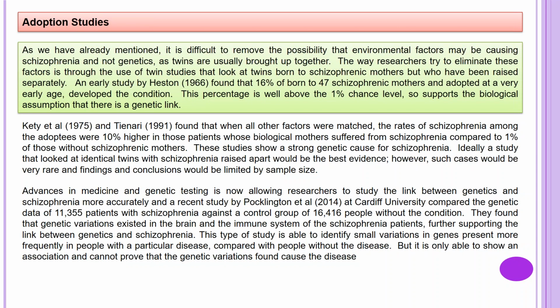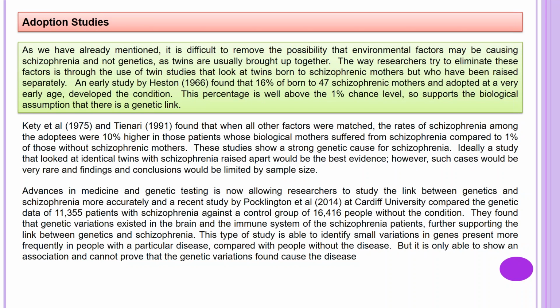Kety and Tienari found that when all other factors were matched, the rates of schizophrenia among the adoptees were 10% higher in those patients whose biological mothers suffered from schizophrenia, compared to 1% of those without schizophrenic mothers. These studies show a strong genetic cause for schizophrenia. Ideally, a study that looked at identical twins with schizophrenia raised apart would be the best evidence. However, such cases would be very rare and findings and conclusions would be limited by sample size.